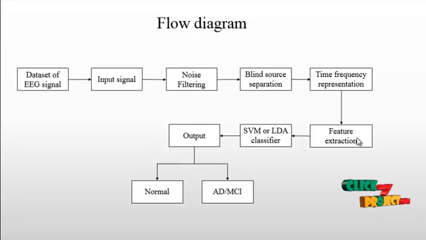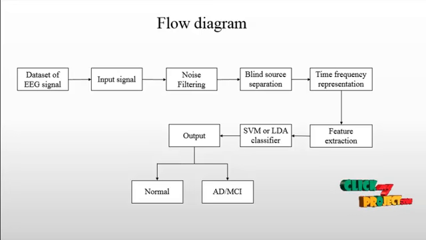In the feature extraction process, we extract the features by using the mean, standard deviation, and entropy value of the signal, and then classification. In the classification process, we implement the SVM classifier, that is a support vector machine, to identify the signal as normal or abnormal. So it will be disease or non-disease.